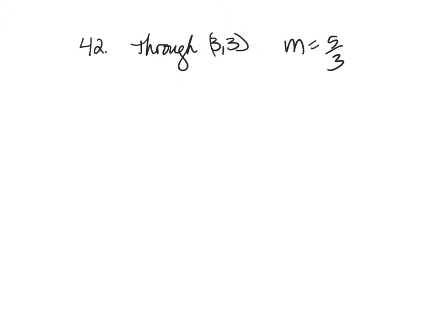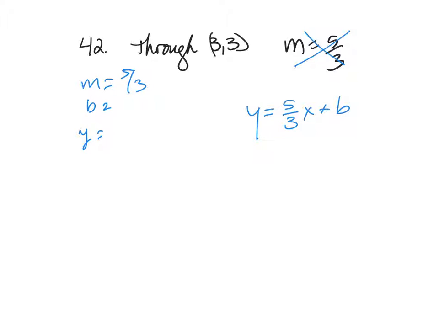So your slope is 5/3. So you need your slope, your y-intercept, and your equation, okay? Your slope is 5/3. You don't need him anymore. So we have y equals 5/3 x plus b. And that's where this point comes in. That's your x and your y. So you plug it in.